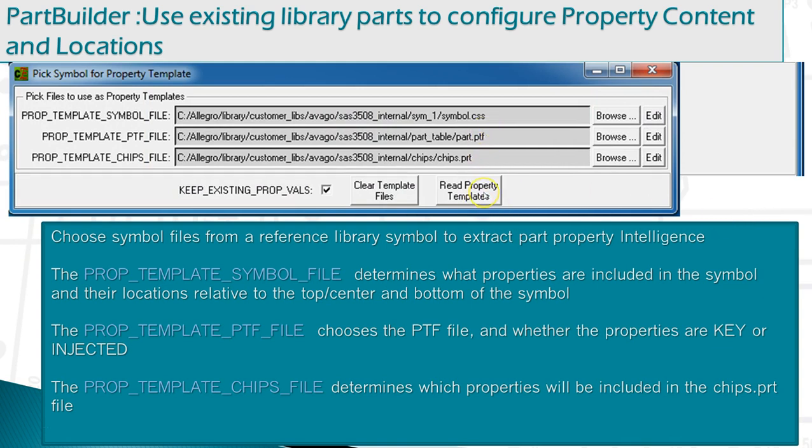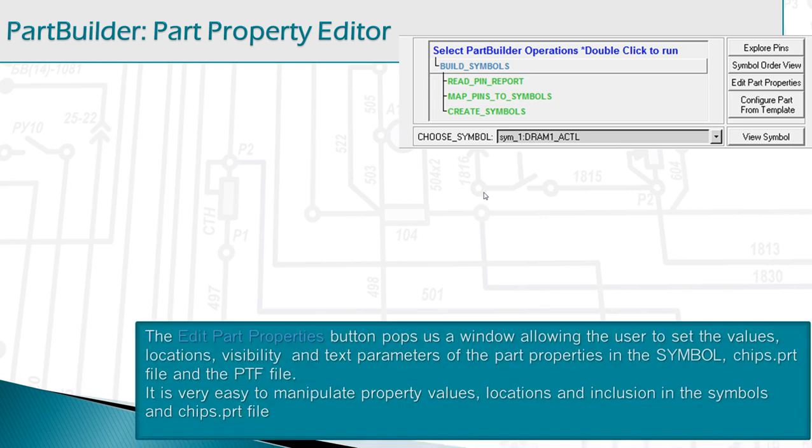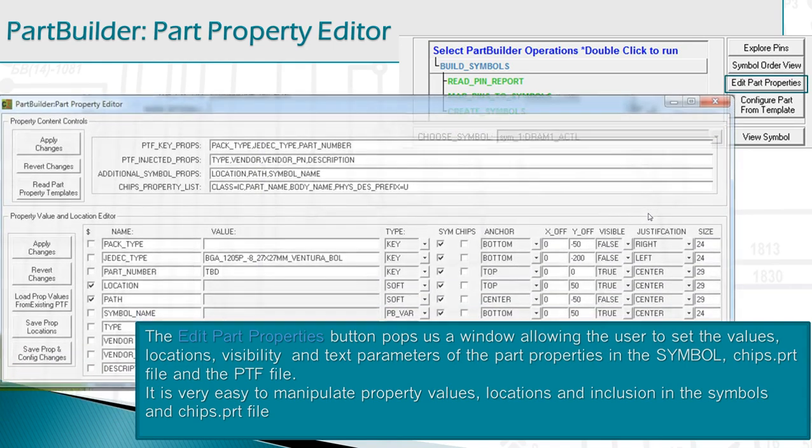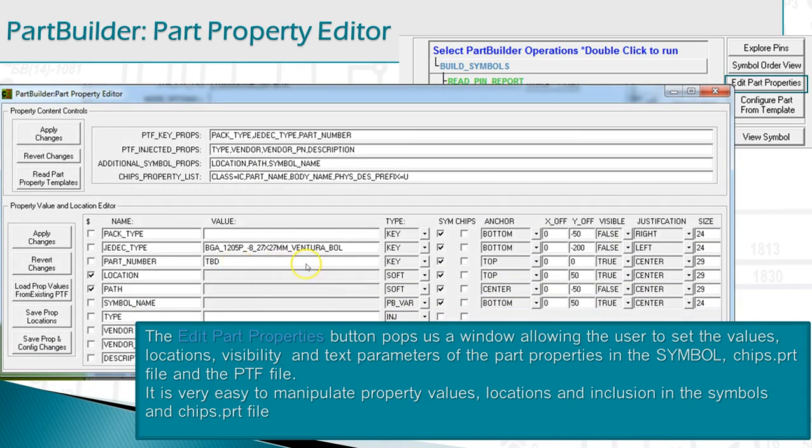We use the button to read the property templates, and then we open the part property editor. The Edit Part Properties button pops up a window allowing the user to set the values, locations, visibilities, and text parameters of the part properties in the symbol, chips.part, and PTF file. It's very easy to manipulate property values, locations, and inclusions in the symbol and part file. We use an anchor system, so we can set an anchor and an offset. So we locate a property by anchoring it to the bottom and providing an offset. We can control the visibility, the justification, and the size of the text. And all of these can be learned by reading the template files.